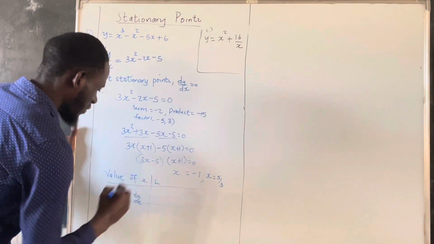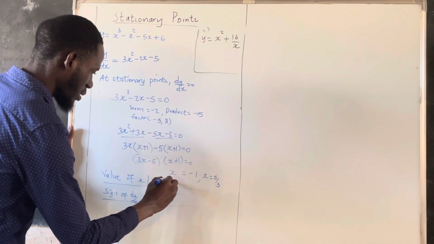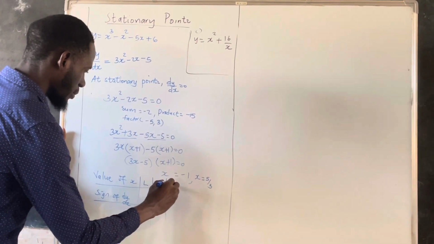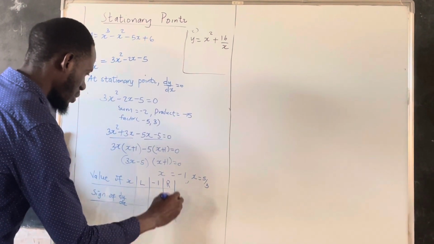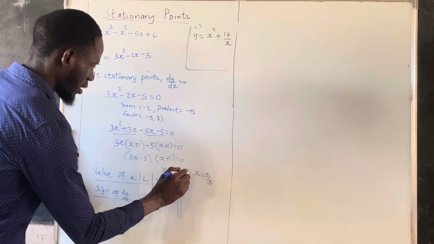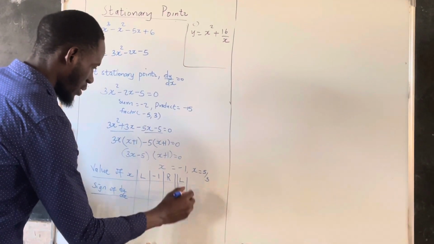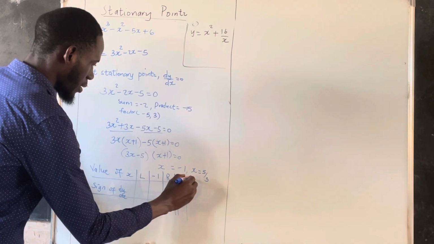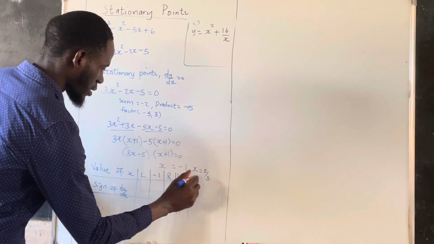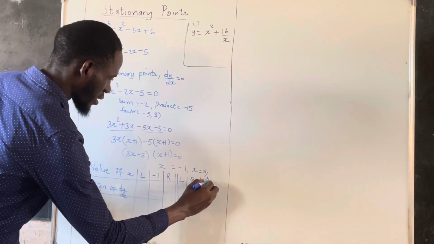We go to the left of the first value of x, which is negative 1. This is the smallest value. Then you go to the right. I can split with 2 lines to show that I'm going to another value of x. Before I reach that value, I put the left of that value. Then I put the value itself, which is 5 over 3, 1.66 recurring. Then I go to the right of that specific value.